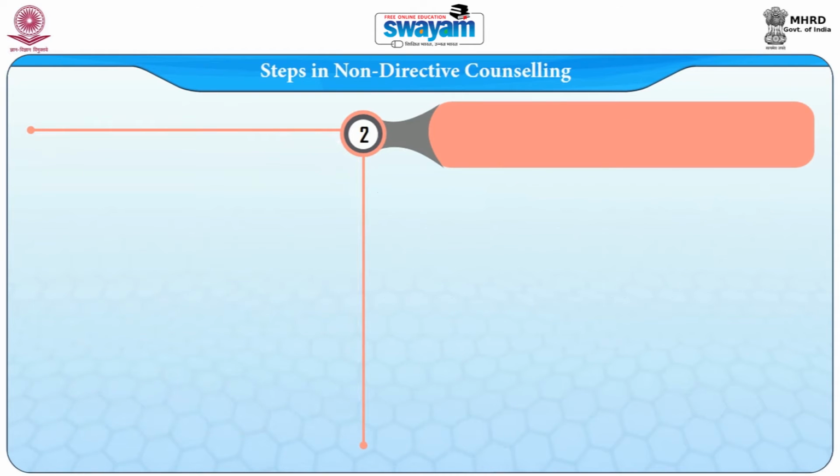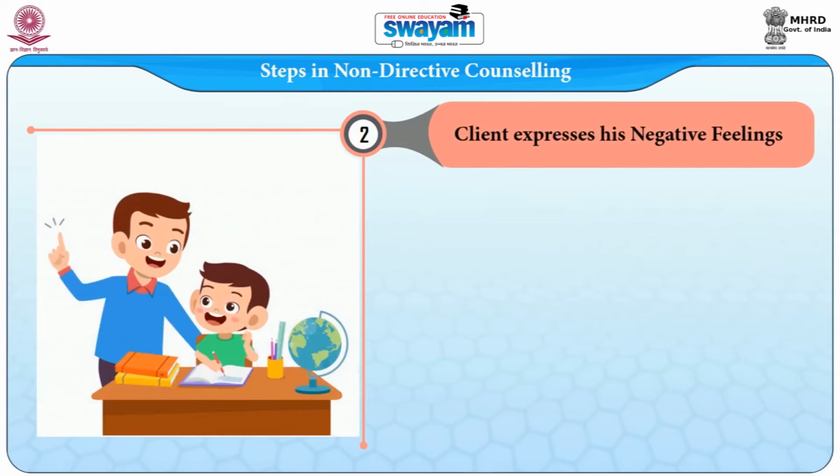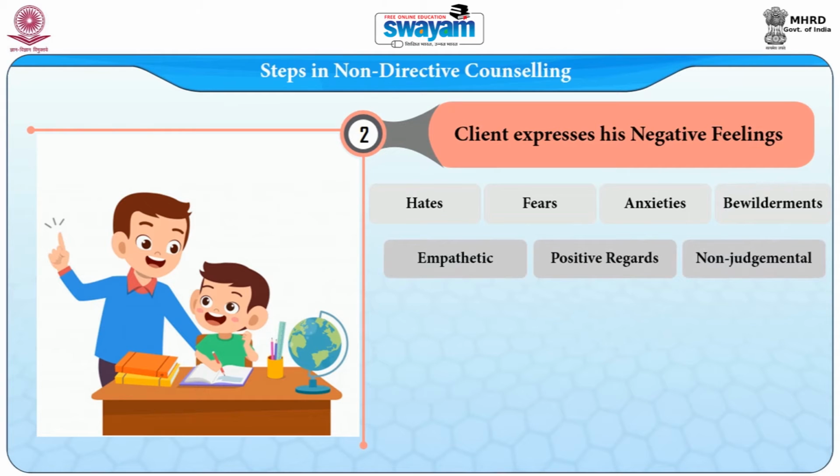The second step: the client expresses his negative feelings. Once the client feels safe, he begins to vent his negative feelings such as hatreds, fears, anxieties and bewilderment. The attitude of the counselor is to be empathetic, with positive regard and a non-judgmental attitude in the counseling.